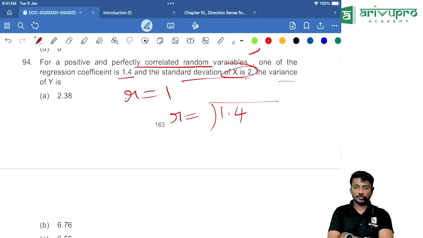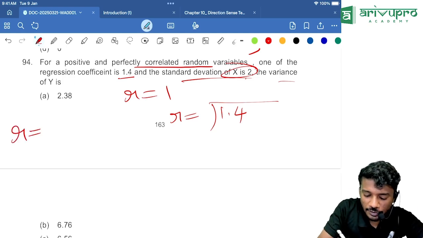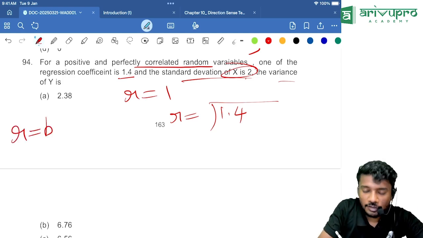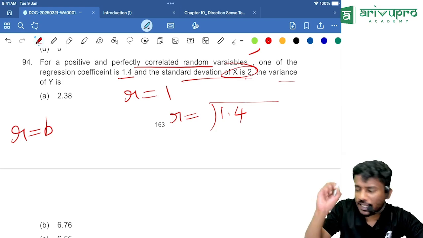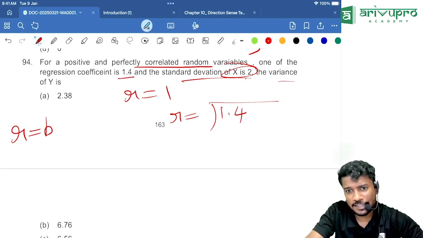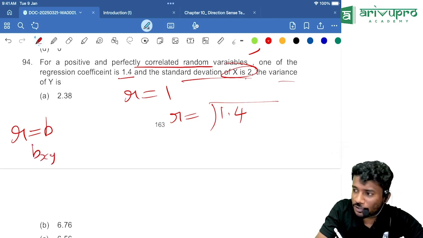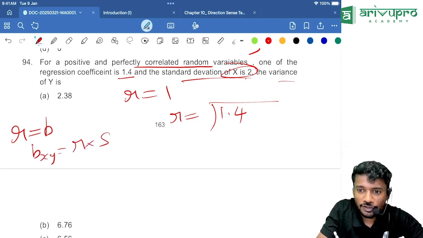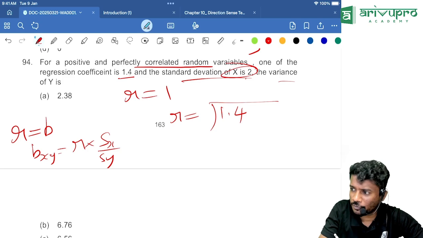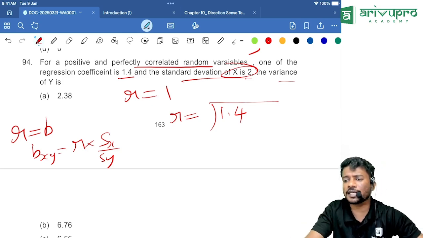How will you find it? We have one formula. R is equal to that we have. That is already there. Then some other formula we have. What is it? bxy is equal to R into correct. Do you remember yesterday we did the same problem? Try with that. You will get the answer.